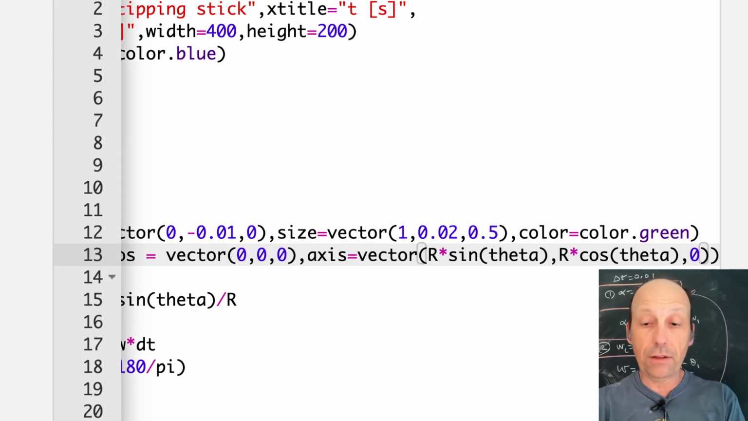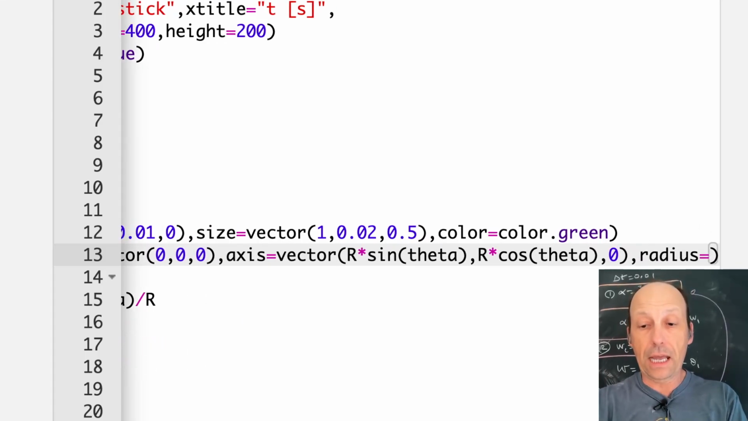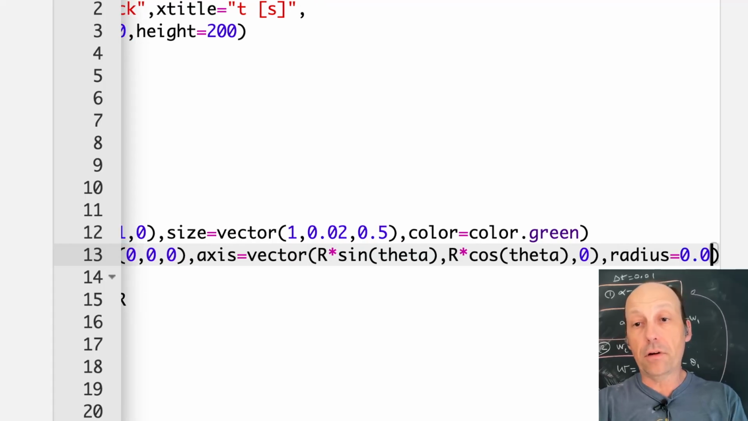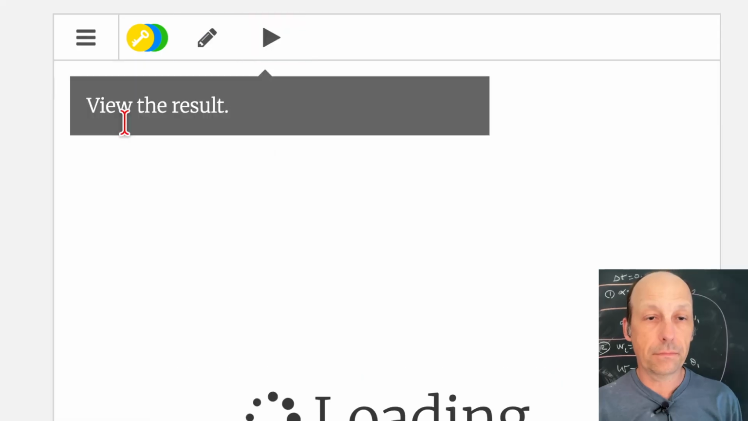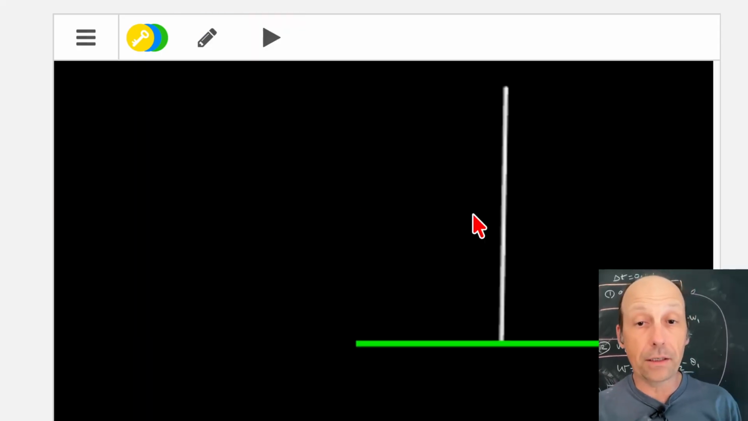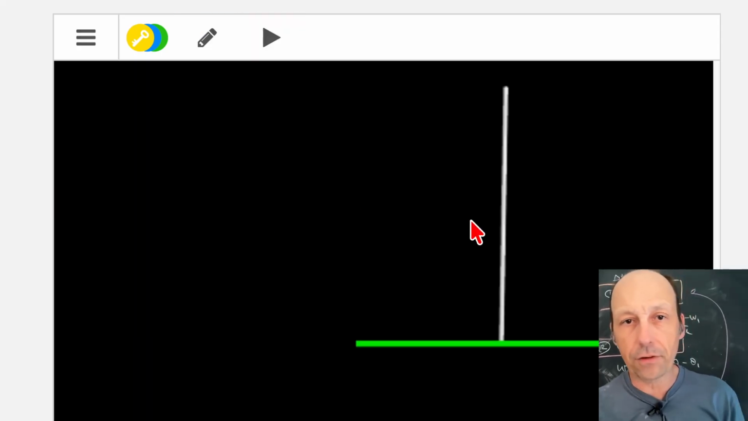Now I do need a radius. Let's just pick a radius for this thing as 0.01. That might be a little thick. Let's just run it. And it's not moving. I didn't tell it to update. That looks good. And I think I'll leave it as white.